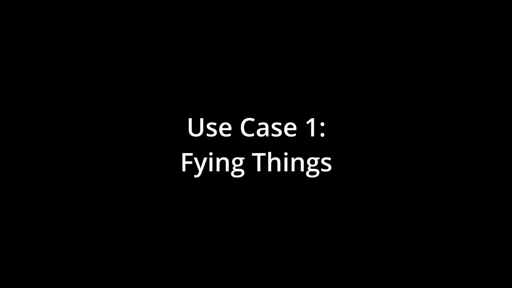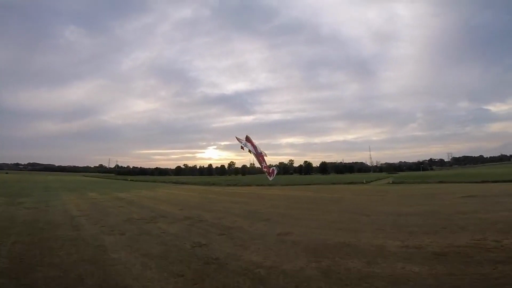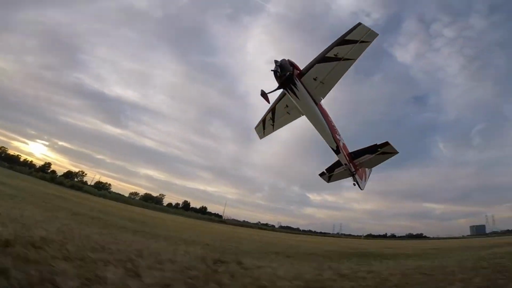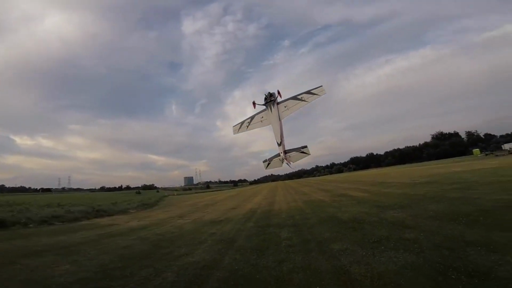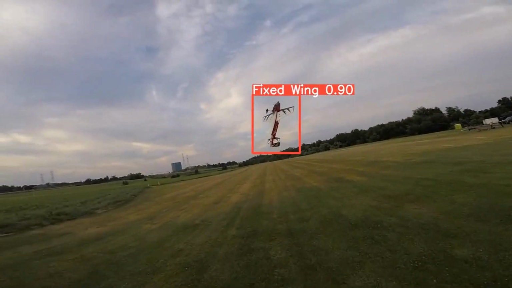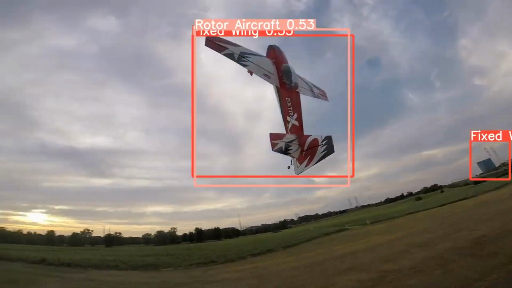Okay, let's put this into action for our first use case. We're going to make a custom model that can detect helicopters and airplanes. We'll then use that model on this drone footage I shot to identify this plane with bounding boxes. Here's the updated footage with the final model.